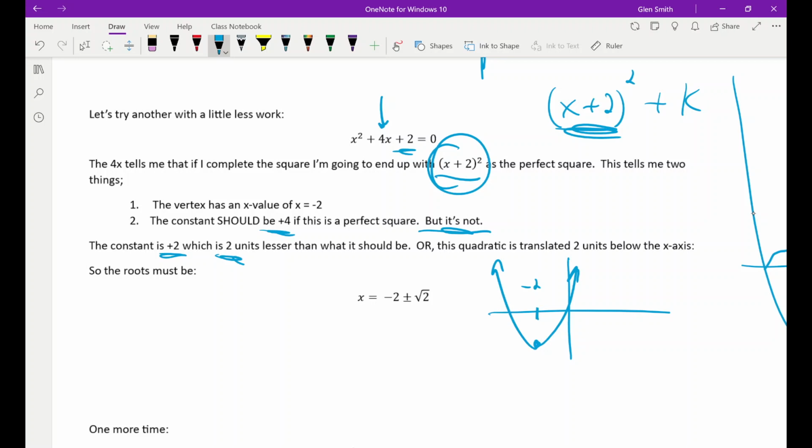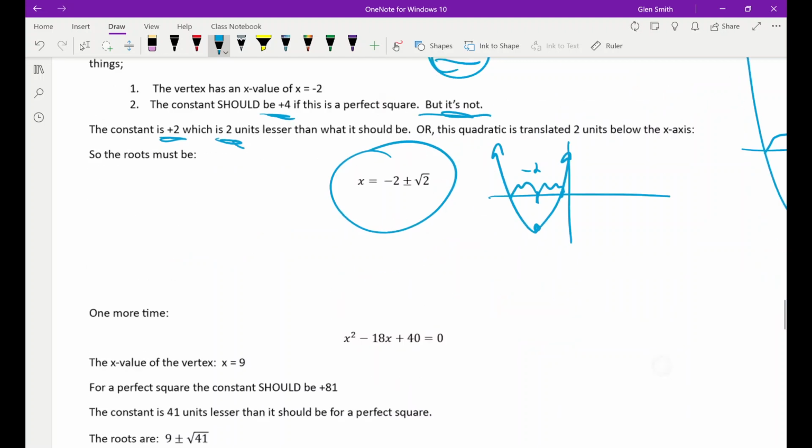So it opens like this. So it looks like this. Okay, and this doesn't go through there. It goes through right a little bit before 0. Okay, and it's negative 2 plus or minus root 2. Let's do it one more time.